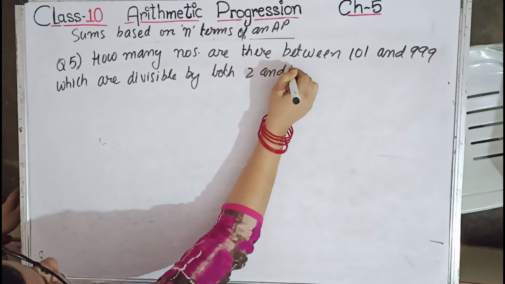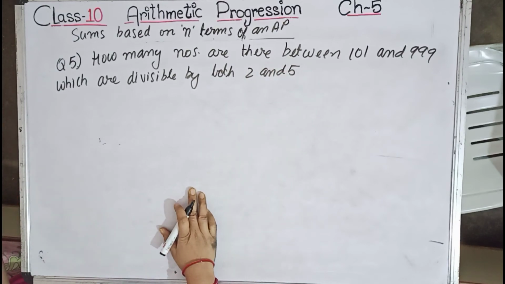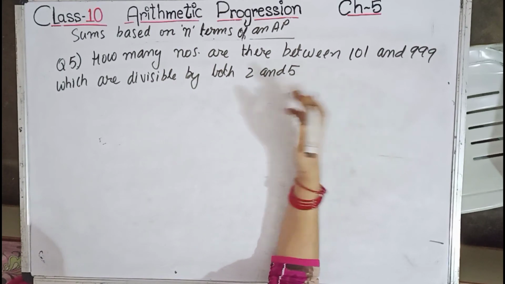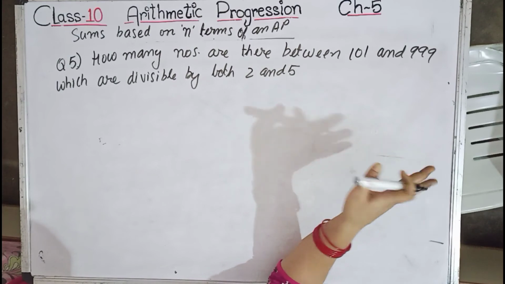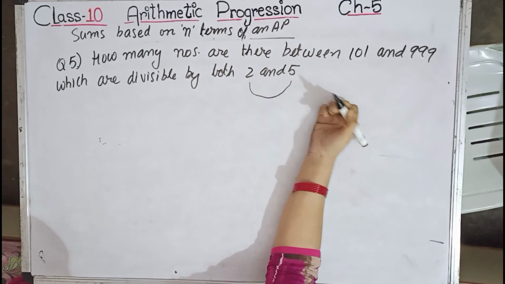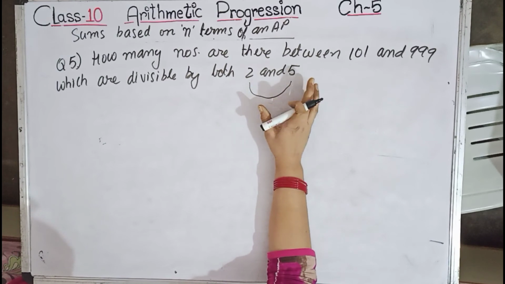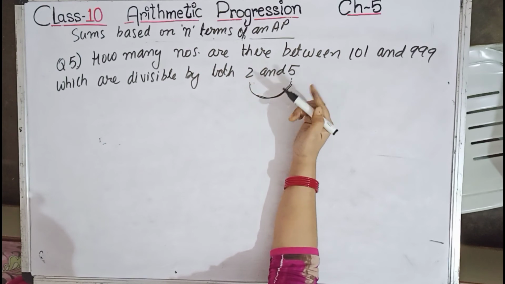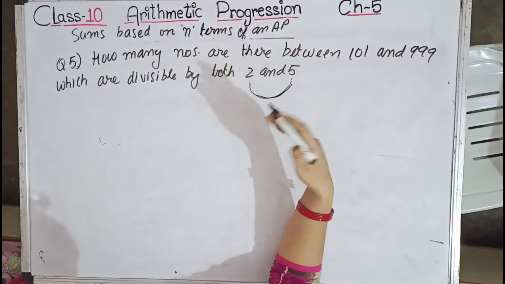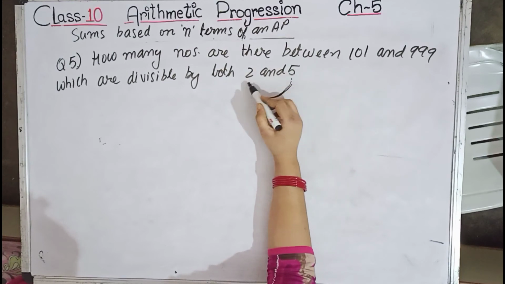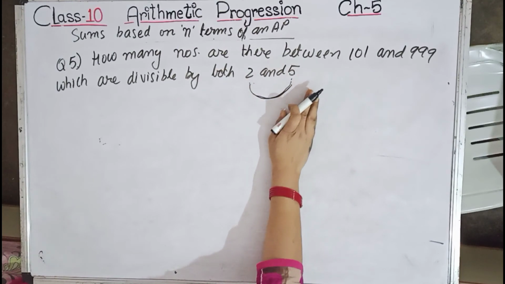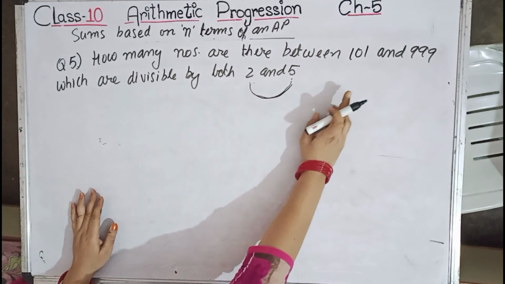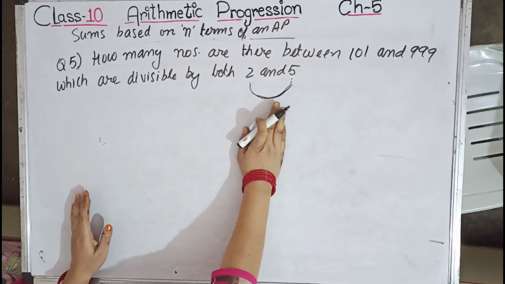Now children, we have done questions like how many terms are there between 101 and 999 which are divisible by 2, divisible by 7, and so on. But over here two numbers are there. So whenever such a condition is there, always take the multiple of these. So I mean the LCM you take out. The LCM of 2 and 5 is 10. So we can reframe the question as how many numbers are there between 101 and 999 which are divisible by 10.